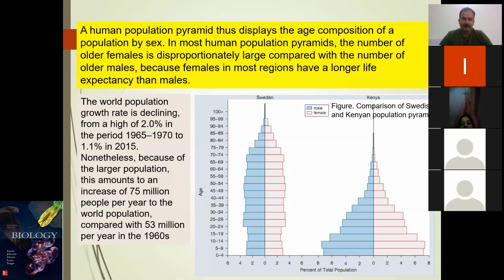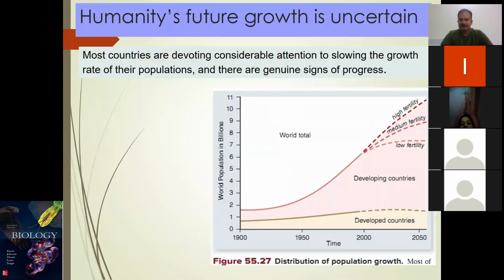Now if we look at the world population, from 1965 to 70 the growth rate was 2%. It was recorded in 2015 as 1.1%. But in the case of developing countries, it is still alarming. This is the human future growth.